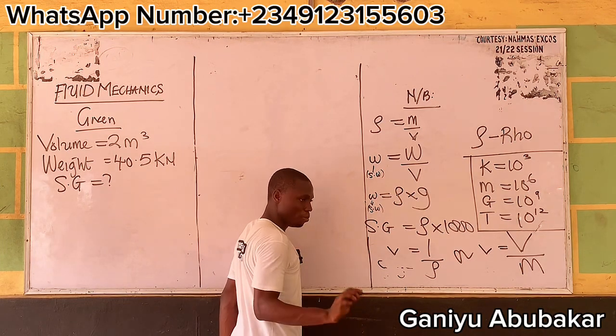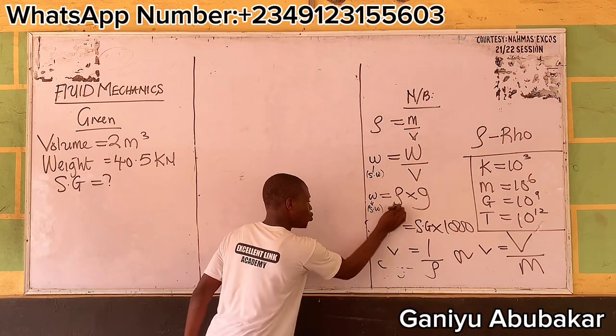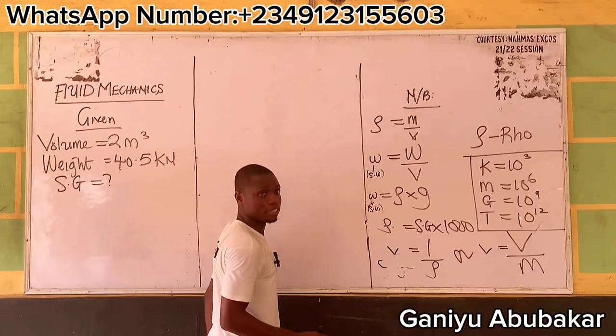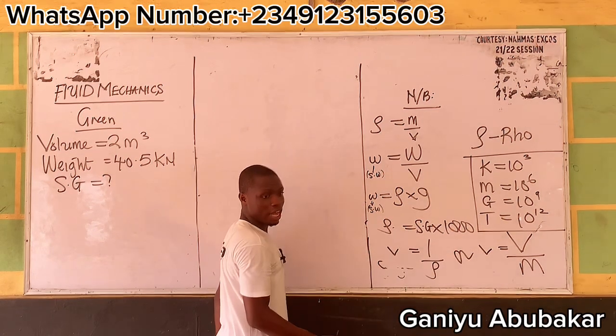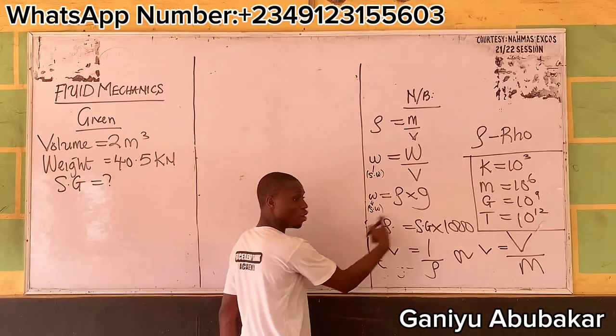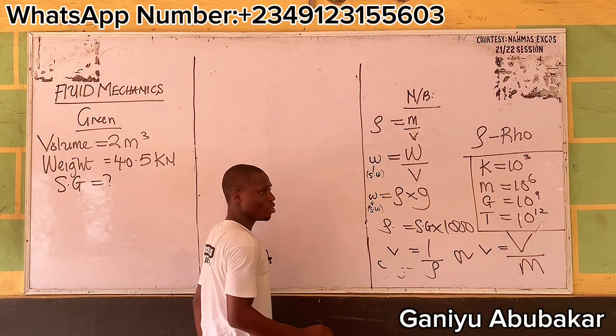Hold on. The mistake is here. It is SG here. Then what? Rho is here. It is rho over SG times 1000. I wrote SG here before, and rho. Please swap it. This is the correct expression. Now look up.